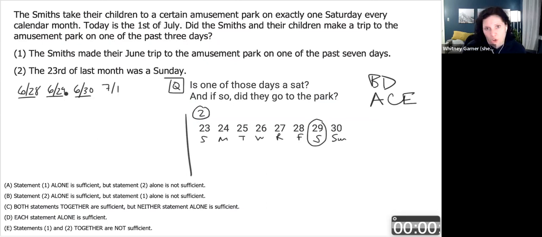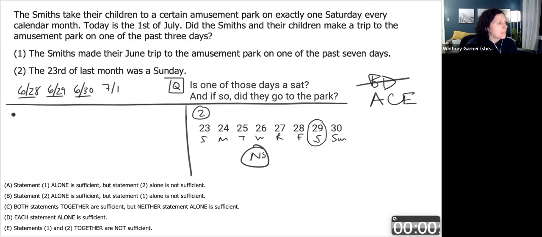So it is possible. It is possible that they took their kids to the amusement park, but it's not guaranteed because they could have also taken their kid to an amusement park any other time earlier in the month. So statement 2, not sufficient. It's close. It does tell us it's possible. So B and D are out. I'm going to move to statement 1.